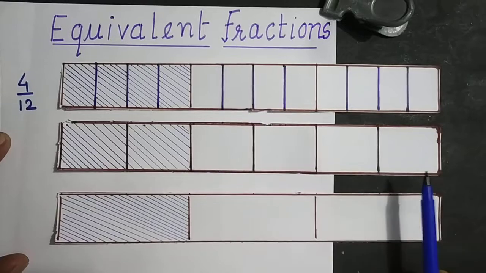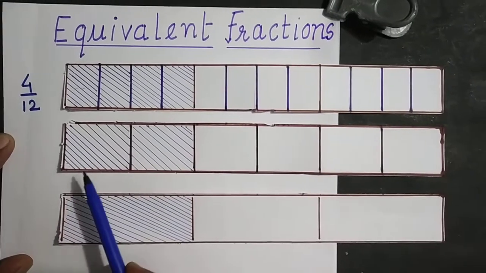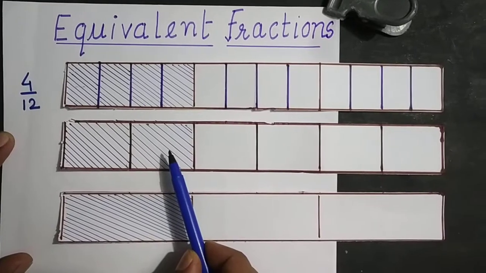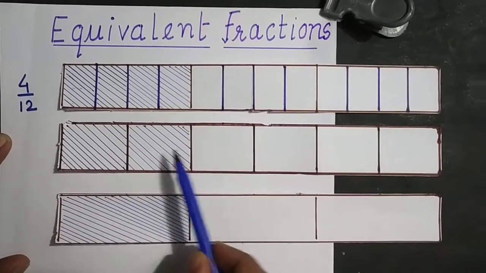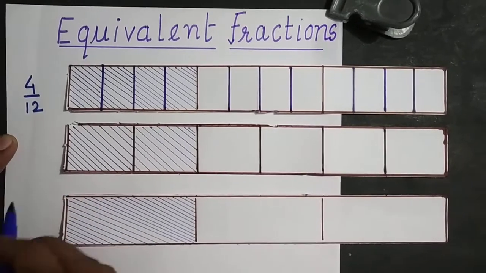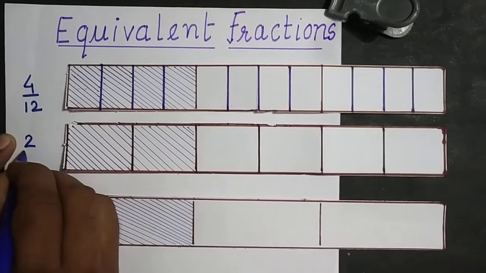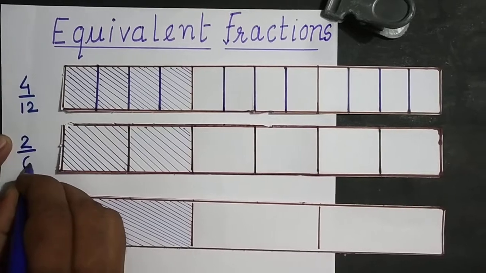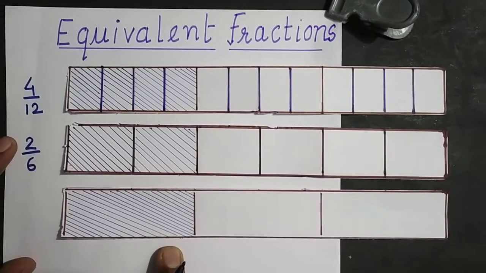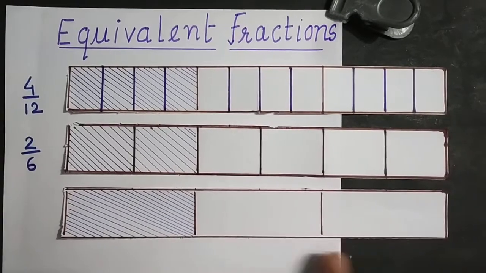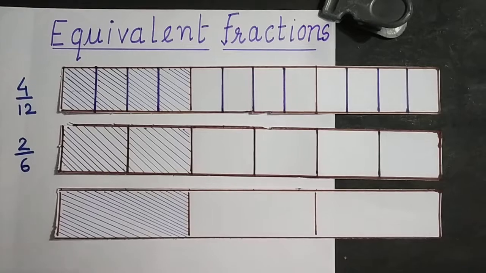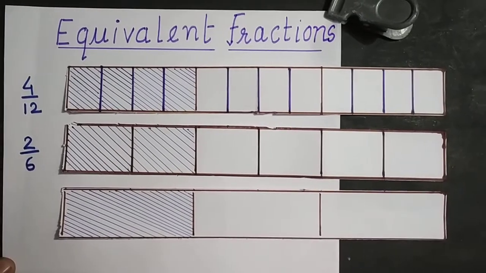Now come to strip B. In strip B you can see 2 cells are shaded out of 6. 1, 2, 3, 4, 5, 6. So can we write 2 by 6? Yes, 2 by 6. Now the last strip C. Here you can see only 3 boxes are there, and out of 3, only 1 box is shaded. So can we write 1 by 3?